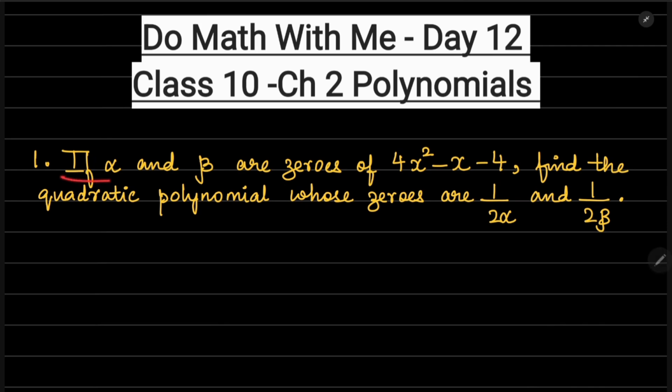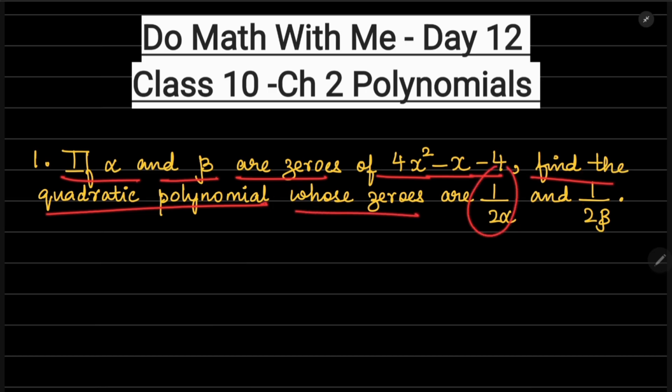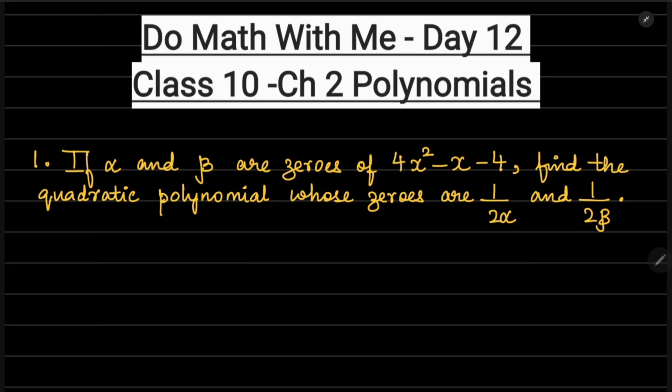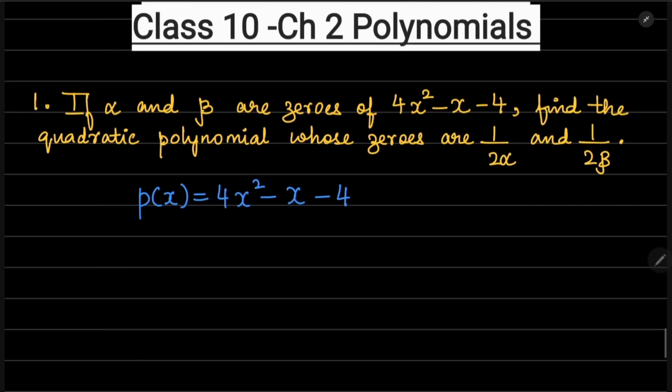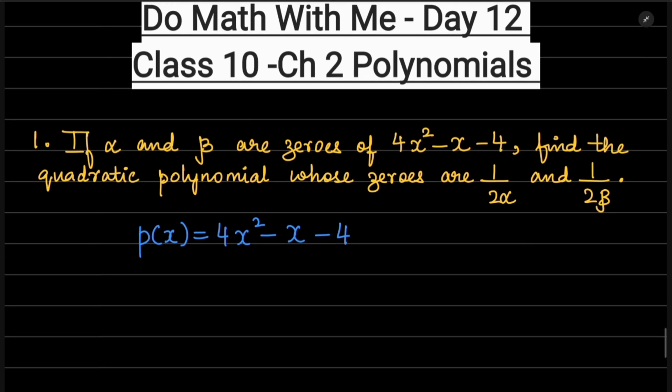The first question is, if alpha and beta are the zeros of 4x square minus x minus 4, then find the quadratic polynomial whose zeros are 1 by 2 alpha and 1 by 2 beta. Now, the given quadratic polynomial is 4x square minus x minus 4. And you are given that alpha and beta are the zeros of this polynomial p of x. Let us calculate the sum of the zeros. Alpha and beta are given as zeros.